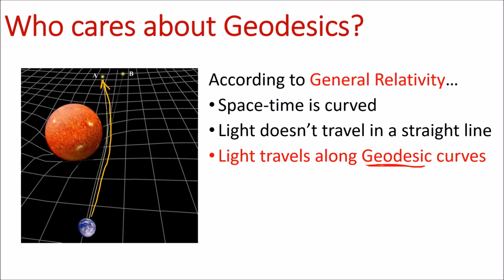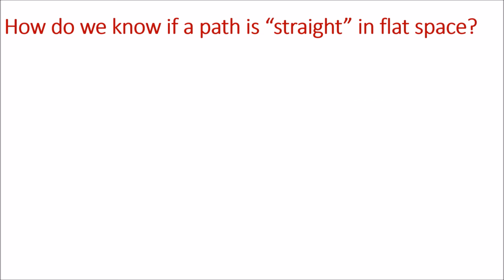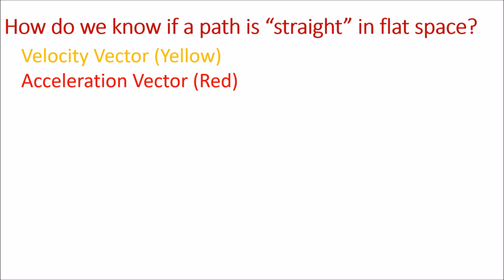Now, space-time is a four-dimensional space, and the geodesics there can be pretty complicated. In this video, we're going to focus on geodesics on two-dimensional curved surfaces for simplicity, but the basic idea is more or less the same in any dimension. So to start off our discussion of geodesics, I'm going to ask a pretty basic question. How do we know if a path is straight in flat space? And to answer that, we're going to take a look at a curve's velocity vectors and acceleration vectors.